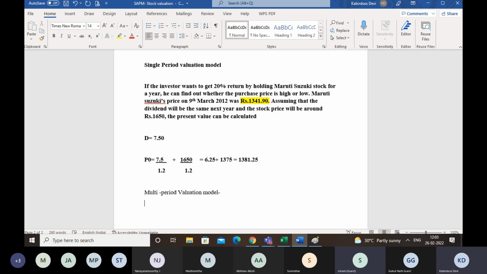So, the multi-period valuation model. How do we calculate it? I'll write the formula, because we need to do it. Multi-period means for many number of years. Normally it goes like this: D1 divided by 1 plus r, plus D2 divided by 1 plus r the whole square, like that. It goes on till the end of the period that we need to calculate.